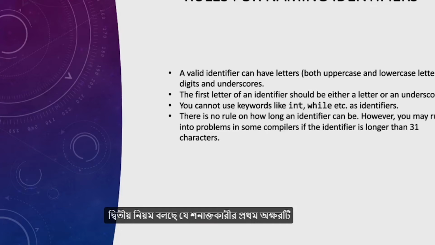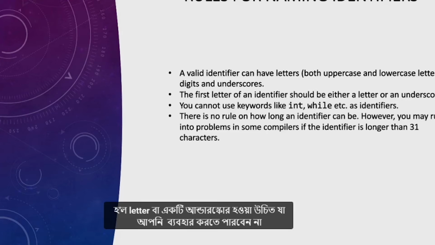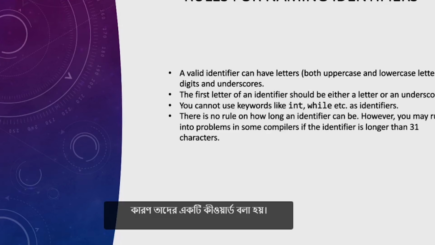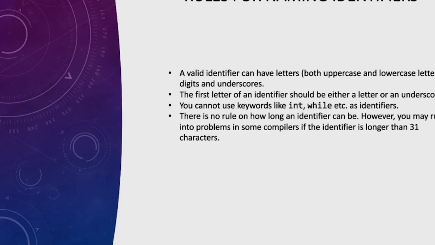The second rule says that the first character of an identifier should be either a letter or an underscore. The third rule says that you cannot use keywords like int, while, boolean, etc. as identifiers because they are called keywords.